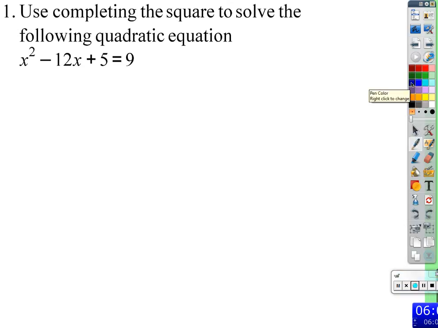Okay, so we're going to use completing the square, which one way to say that is we want to find what number should go here so that this will factor as a perfect square, as two identical factors multiplied by each other. Let's just get rid of the 5 before we start. Move it to the other side. And that way we'll just have a blank spot to fill in exactly how we want.